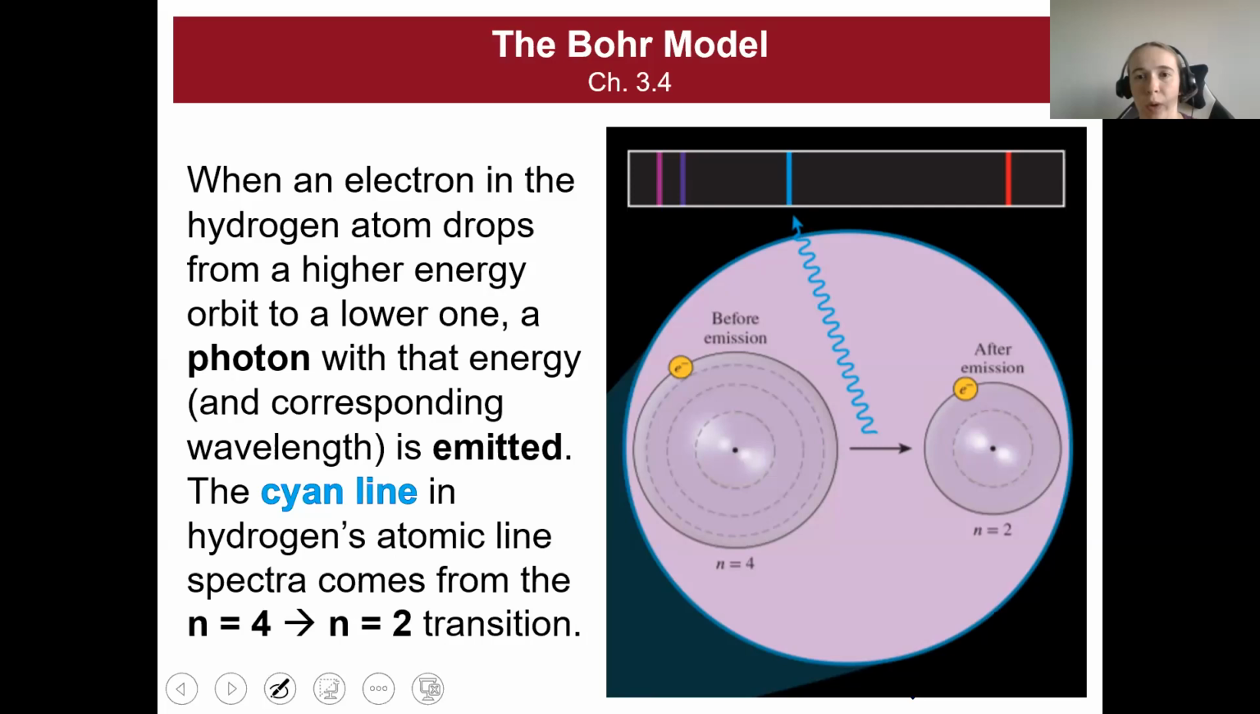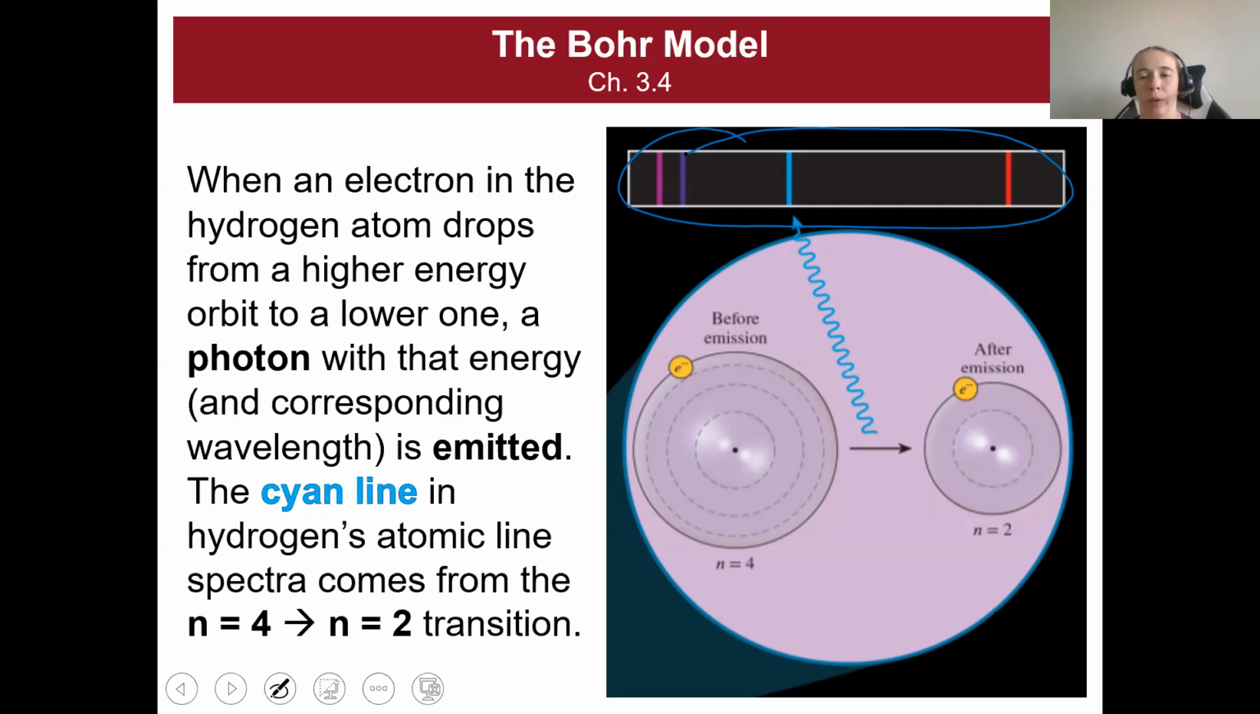All right, so once we had that figured out, that there were discrete energies of these protons, discrete orbitals, we were able to explain these lines a little bit better. So when an electron in a hydrogen atom drops from a higher energy orbit to a lower energy orbit, so it's higher energy the further away it is from the nucleus. It takes more energy to keep that electron away from the nucleus because the electron is negatively charged, the proton is positively charged. They want to be closer together. So it takes more energy to keep it far away from the nucleus.